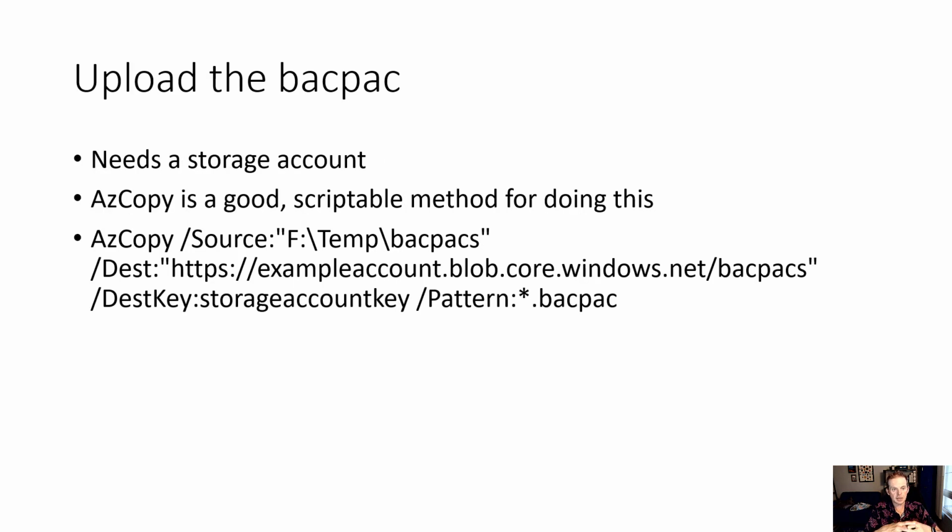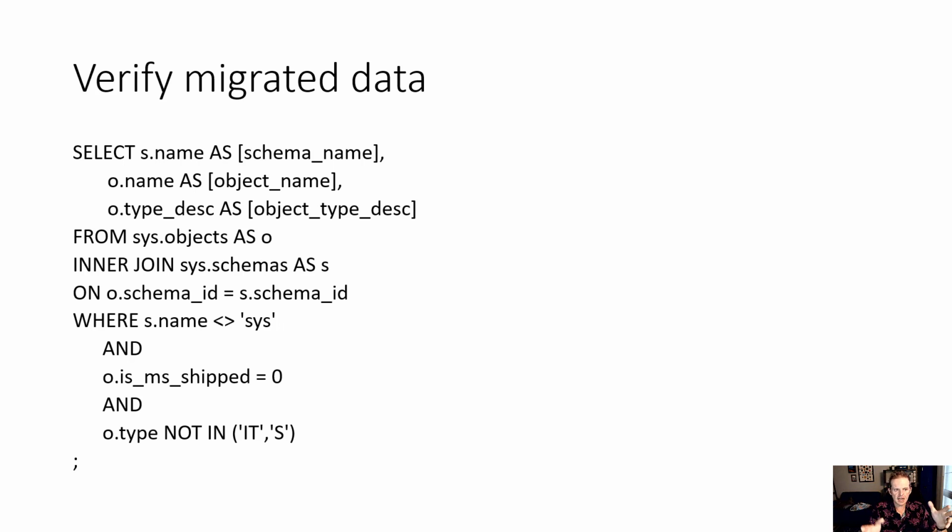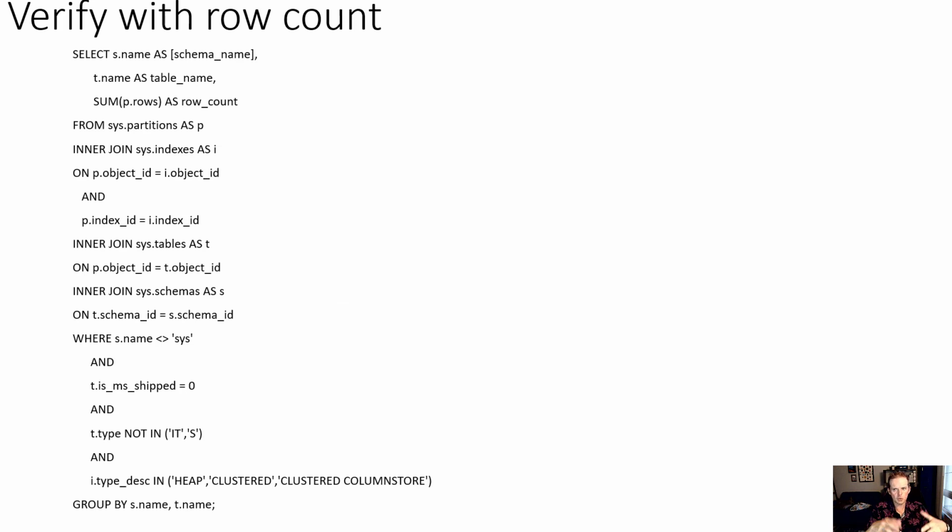If you want to upload it, people have found good luck uploading it with AZ Copy. AZ Copy is an Azure copy utility for moving data around from on-premise to Azure. This is the syntax for getting it into blob storage. If you want to import it from blob storage into an Azure SQL database, the syntax looks like this. You can also use the bacpac in the portal. If you don't want to script it, you can do it by hand. That's totally legitimate. And then verify the data. This query will show you all the user objects in the Azure SQL database. This query will show you the row count. Now that you've verified it, you're good to go, and you've done a successful migration and you've scripted it out.